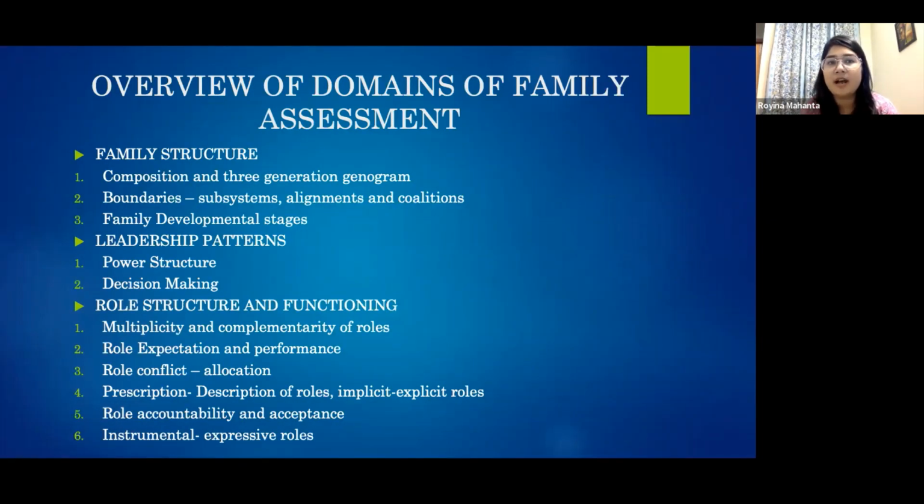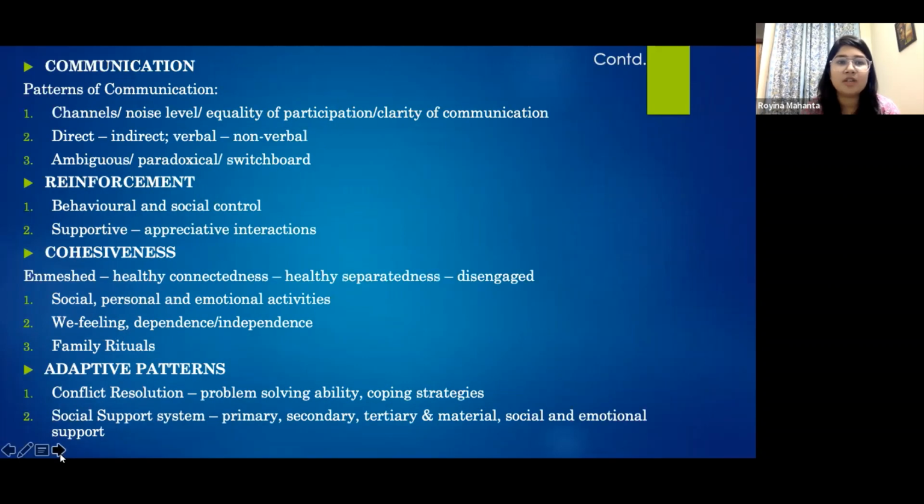Before I start, I'll quickly take you through the order of my presentation. I'll be starting with the family structure, and after that I'll be talking about leadership patterns, how we assess leadership patterns in family therapy. Then I'll be talking about role structure and functioning. After that, we'll move on to communication, which is a very important aspect of family assessment, followed by reinforcement. Then I'll be talking about cohesiveness. And finally, we'll be talking about adaptive patterns.